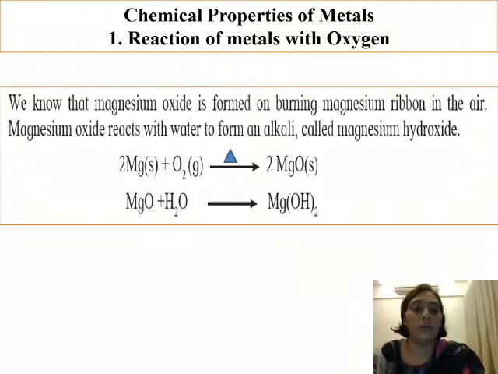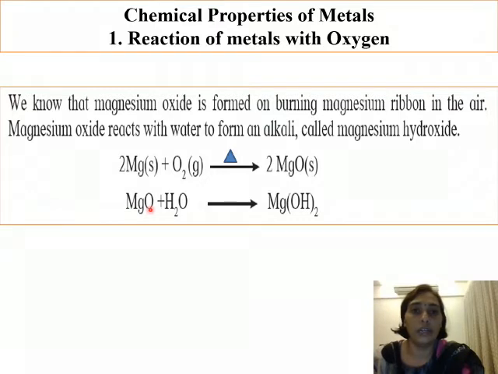Let us take up one more example of reaction of metals with oxygen, and the metal is magnesium. Magnesium oxide is formed on burning magnesium ribbon in air. So here we have magnesium wire or ribbon combining with oxygen, but only on heating. We need to heat the magnesium ribbon in order to combine with oxygen, and it gives rise to magnesium oxide, and that is solid ash.